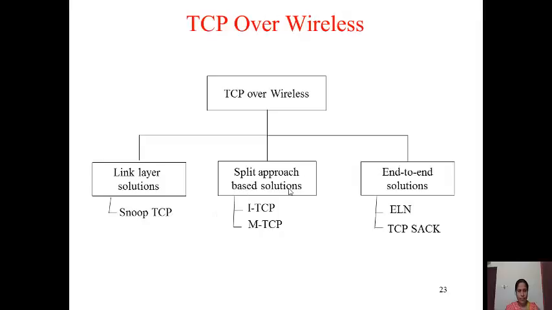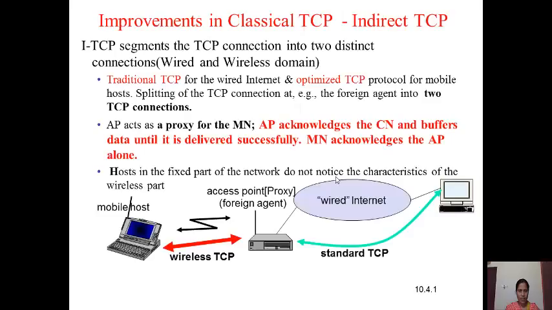The next is a split approach, where we try to split the network into two. One is a fixed part of the network and the other is the mobile part of the network. That is called indirect TCP and mobile TCP. And the end-to-end solutions we'll try to understand with explicit link notification message and TCP's selective acknowledgement scheme, right? So these are certain approaches that we are going to understand in the further discussion.